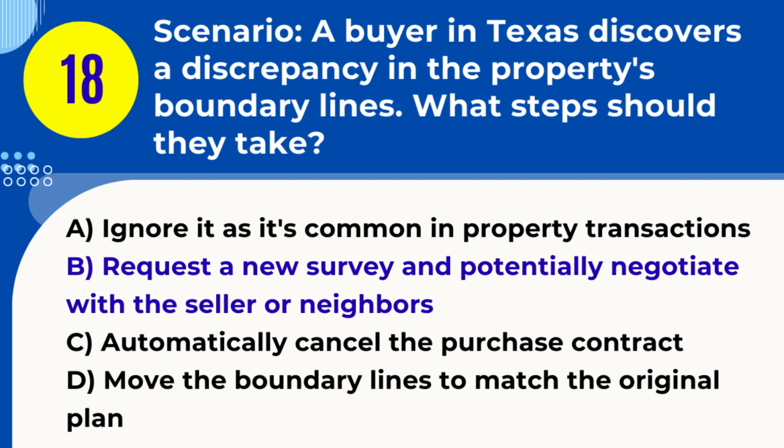Answer. B. Request a new survey and potentially negotiate with the seller or neighbors. Explanation. If a buyer in Texas discovers a discrepancy in a property's boundary lines, they should request a new accurate survey. Depending on the findings, they might need to negotiate with the seller or adjacent property owners to resolve any issues.